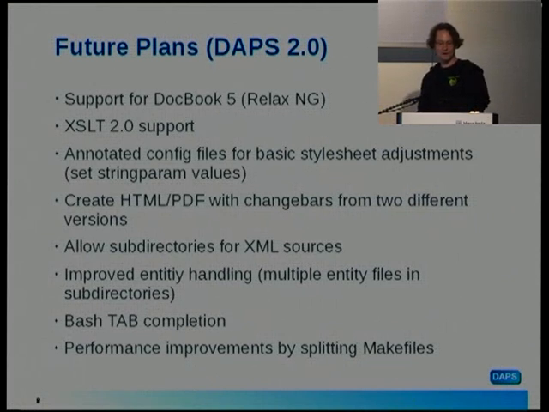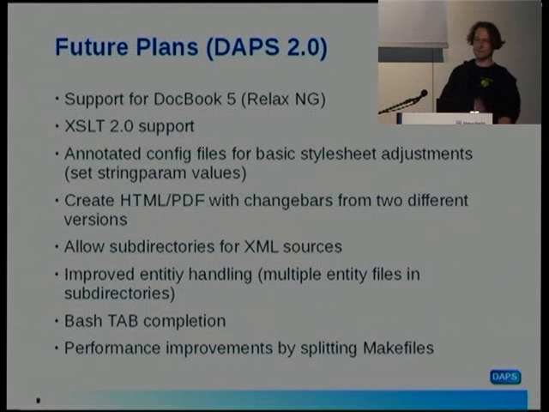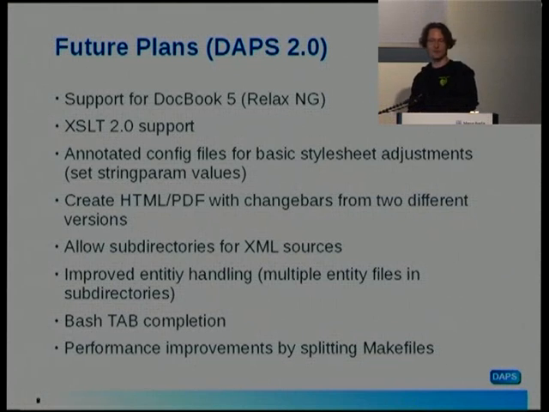Another thing we would like to do is to allow subdirectories for the XML sources. At the moment, DAPS requires them to be in a flat directory, but having subdirectories will make coping with a lot of files much easier. And at least for DocBook 4, we would like to improve the entity handling and allow multiple entity files in subdirectories which even have the same name, which proves to be a problem.